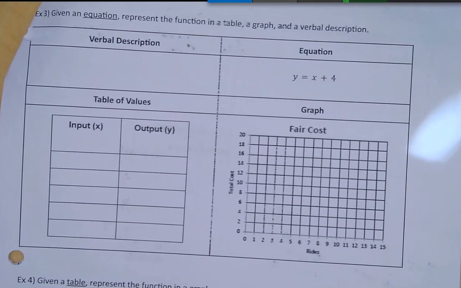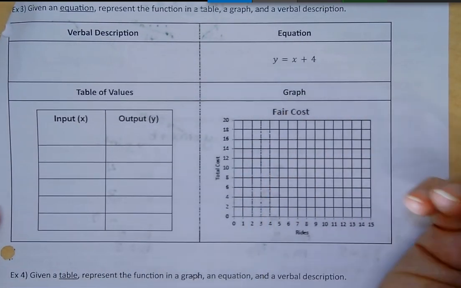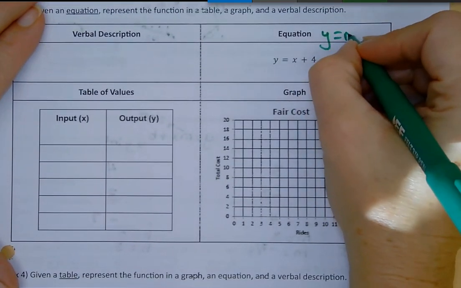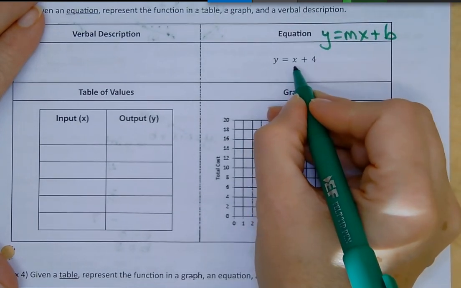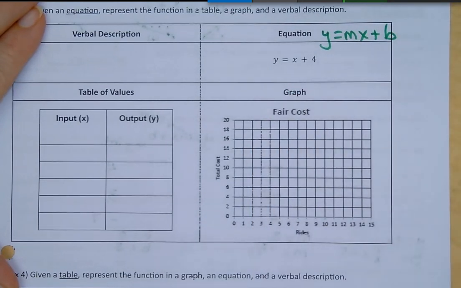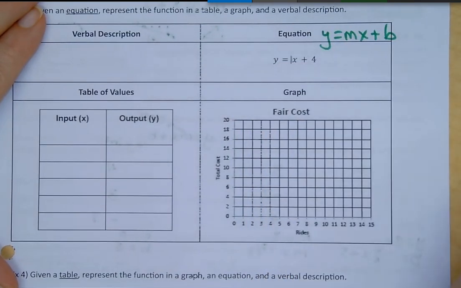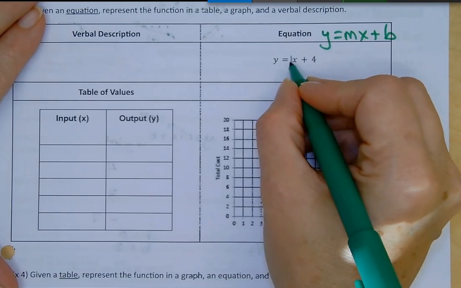All right, so example 3, this time we are given an equation and we have to come up with all of the other information. I usually do the verbal description last. So if my equation is y equals x plus 4, I remember y equals mx plus b. And I'm looking, how many x's do I have? There's an invisible 1 telling me I have one x right there.